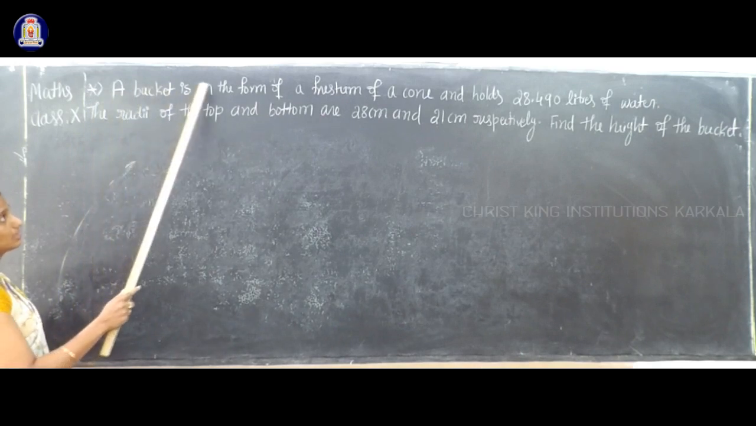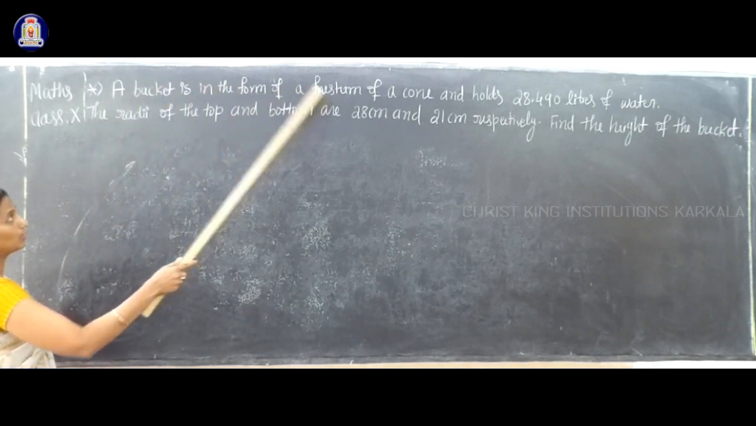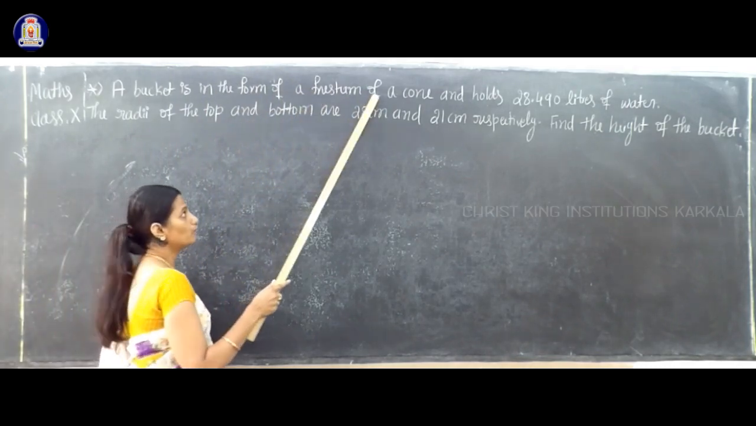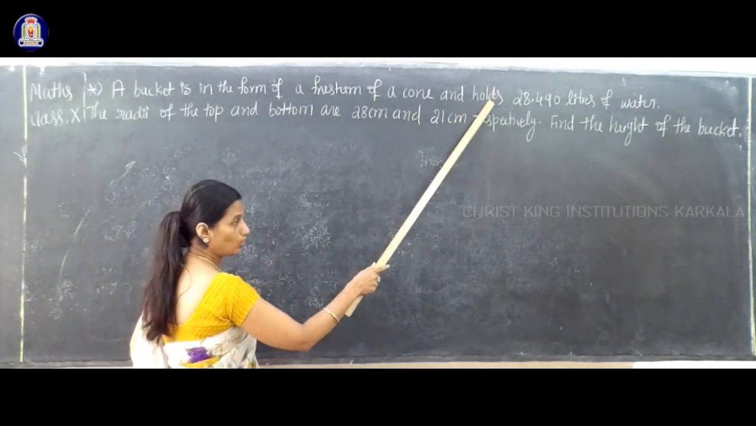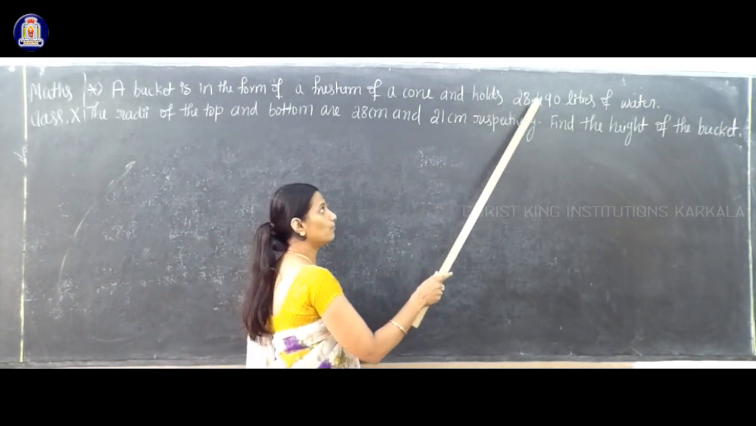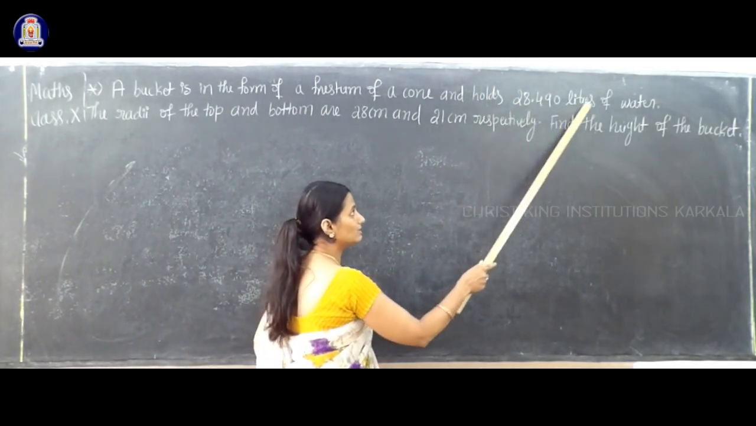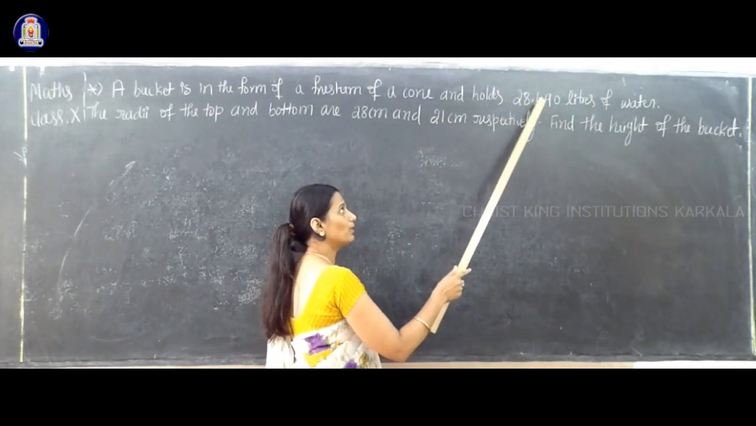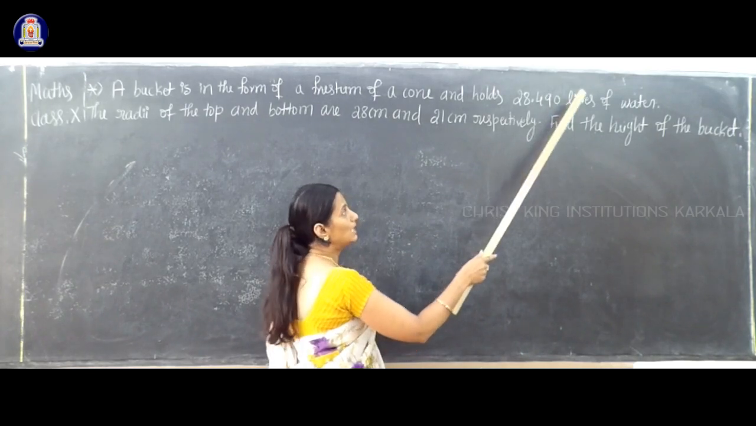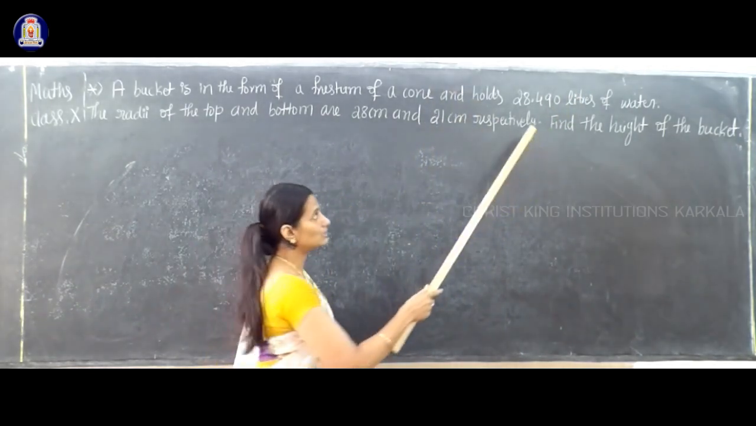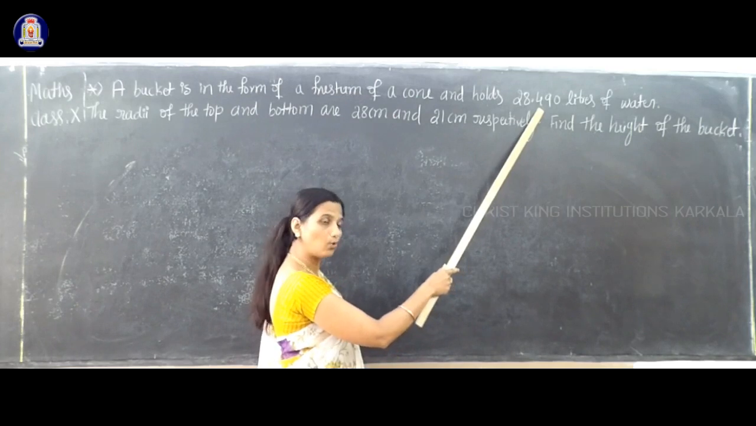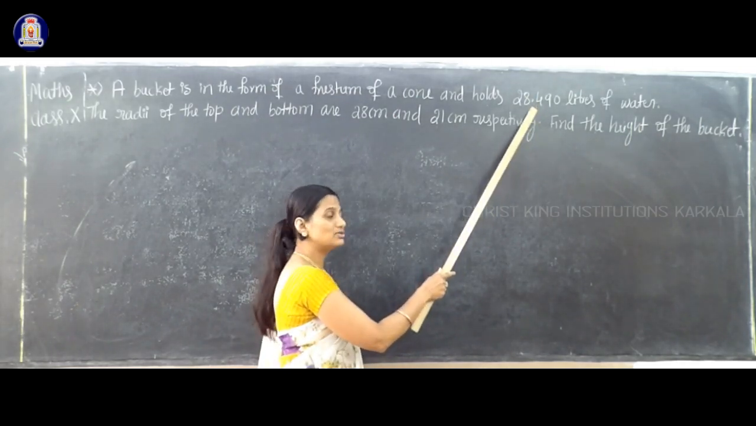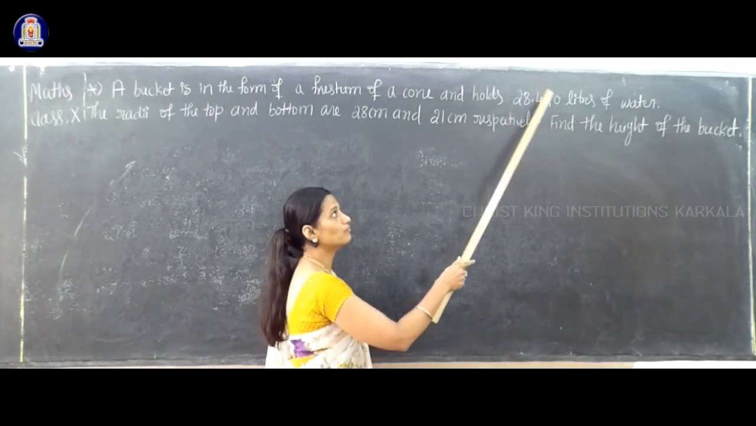A bucket is in the form of a frustum. So what is the shape of the bucket? It is in the form of a frustum of a cone and holds 28.490 liters of water. That means it holds, so that means the capacity of the bucket. Capacity of the bucket means the volume of the bucket.